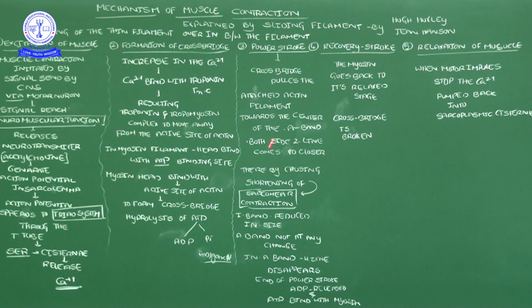And then, end of the power stroke. At the end of the power stroke, ADP will release. Now again that myosin is free to bind with some other ATPs. Then next one, recovery stroke. In the recovery stroke, the myosin gets back to its original position.